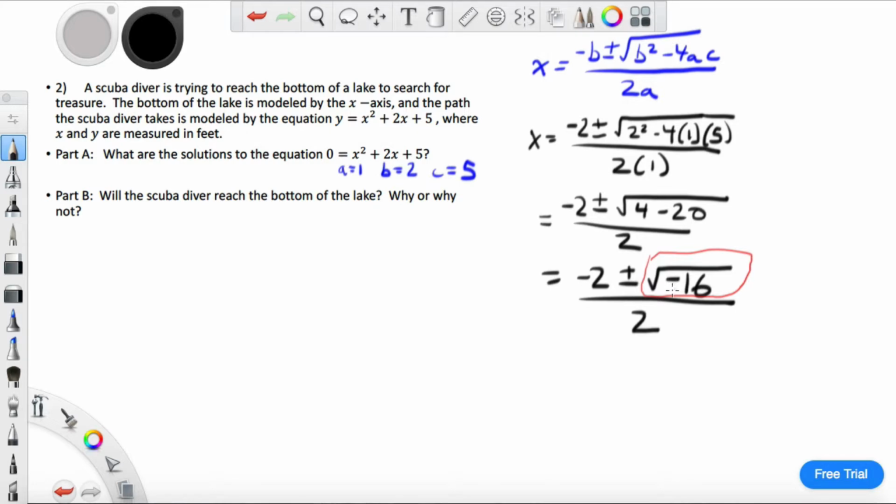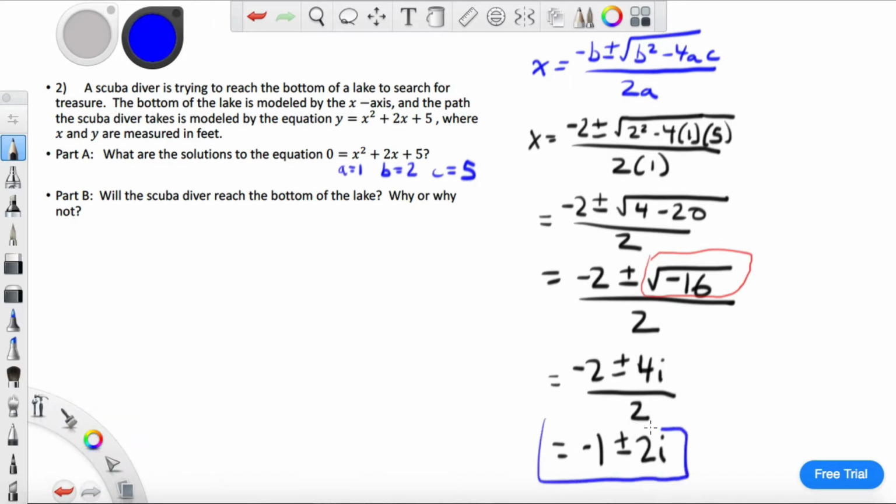Well, you're going to have to use i, okay? We know that the square root of 16 is 4, so the square root of negative 16 is 4i. So negative 2 plus or minus 4i over 2, and that's going to equal negative 2 over 2, which is negative 1, plus or minus 4i over 2, which is 2i. So our answer is negative 1 plus or minus 2i. Let's write that down. x equals negative 1 plus or minus 2i. And by the way, that's two answers there, negative 1 plus 2i and negative 1 minus 2i.